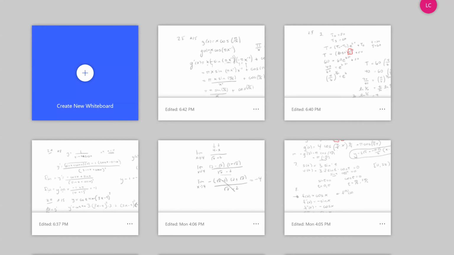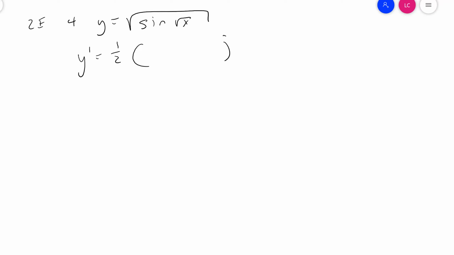All right, one more. So let's do 2e, number 4. So y is equal to the square root of the sine of the square root of x. That's a lot of radicals. All right, so let's bring this outside 1/2 down. So it's all going to be to the negative 1/2. Carry the inside along. Now take the derivative of the sine, which is cosine. Carry the angle along. Now let's take the derivative of the angle, so that's 1/2 x to the negative 1/2.